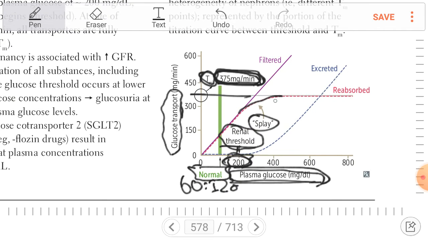So until reaching the 375, all sodium glucose co-transporters will be saturated. So all glucose will be excreted. All glucose after 375 will be excreted. So reabsorption will be inhibited completely at 375, and all will be excreted.